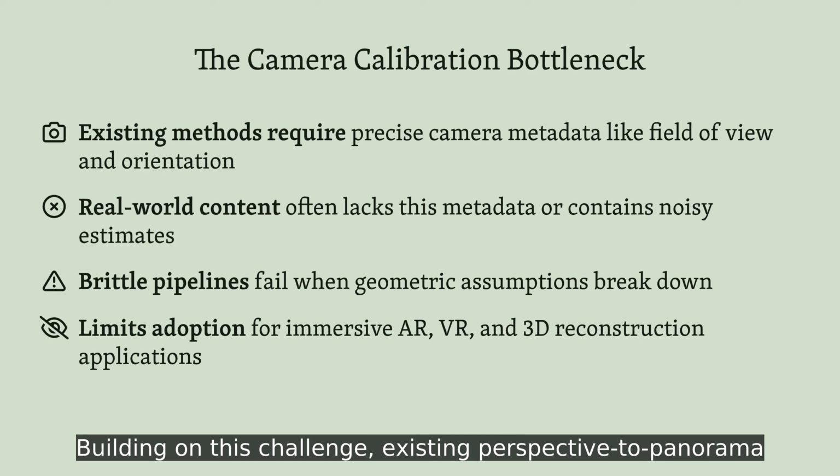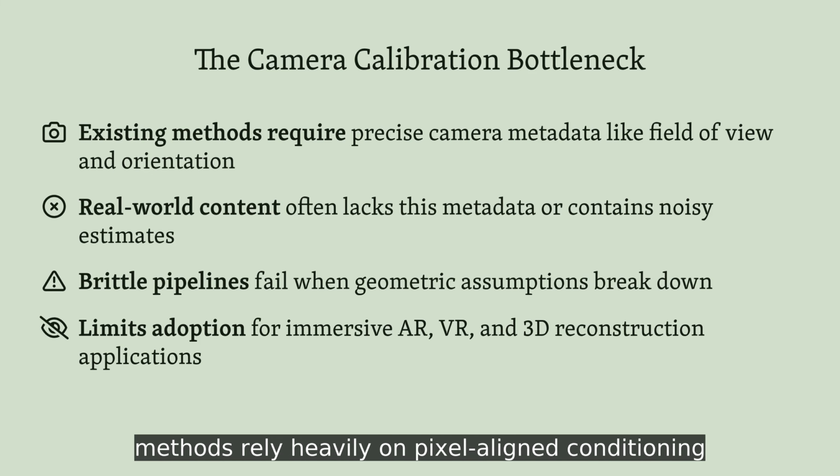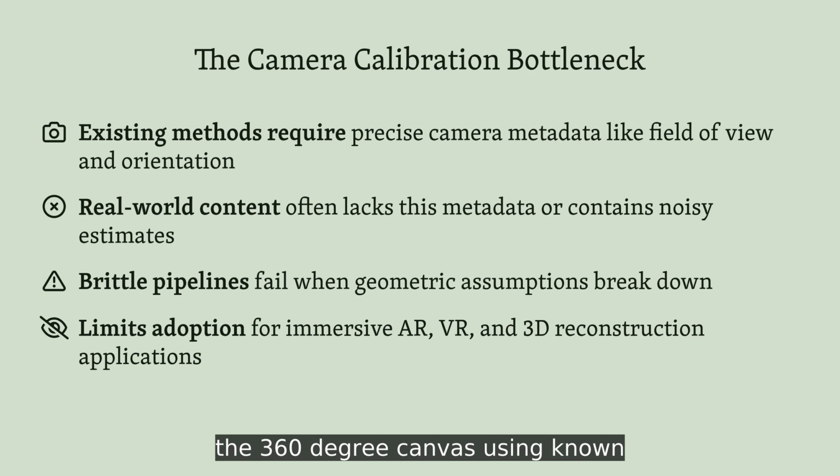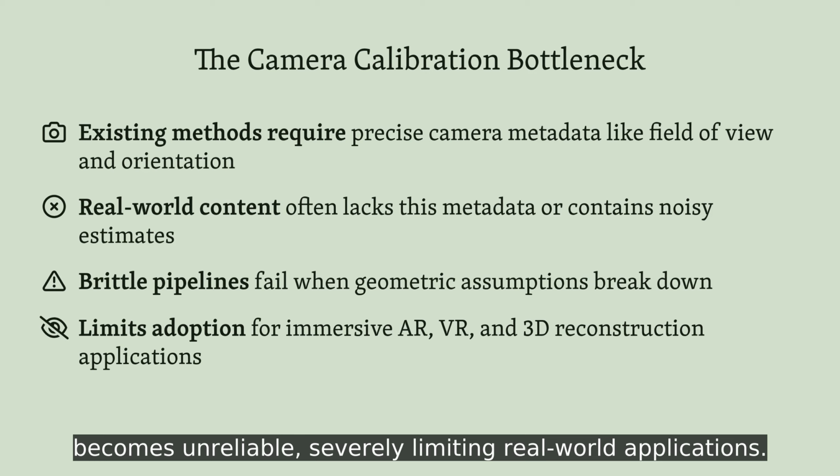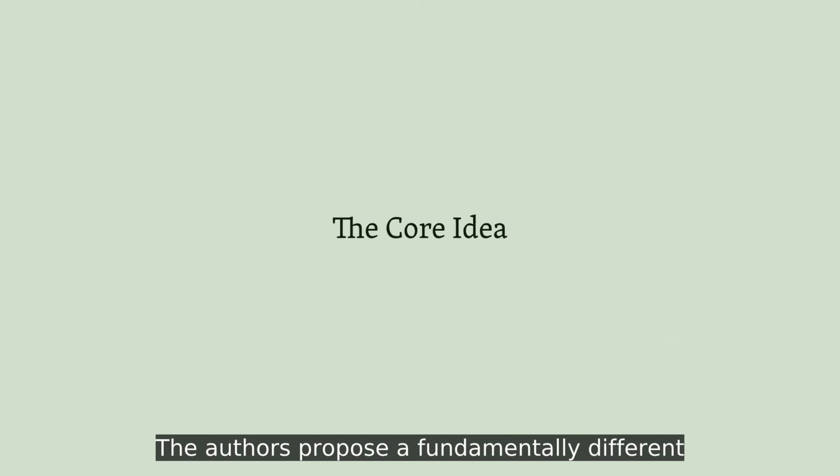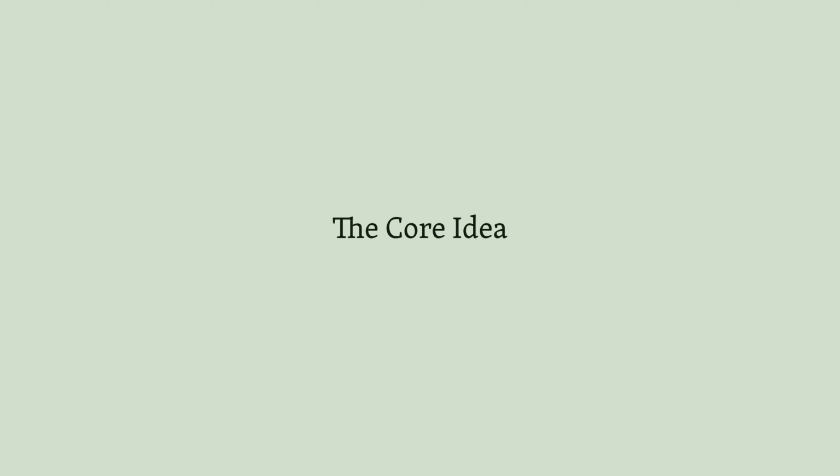Building on this challenge, existing perspective-to-panorama methods rely heavily on pixel-aligned conditioning that projects the input view onto the 360-degree canvas using known camera parameters. When this metadata is missing or inaccurate, the entire pipeline becomes unreliable, severely limiting real-world applications. The authors propose a fundamentally different approach that sidesteps geometry entirely.